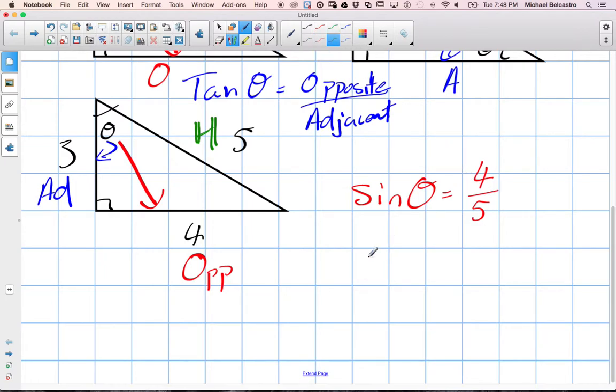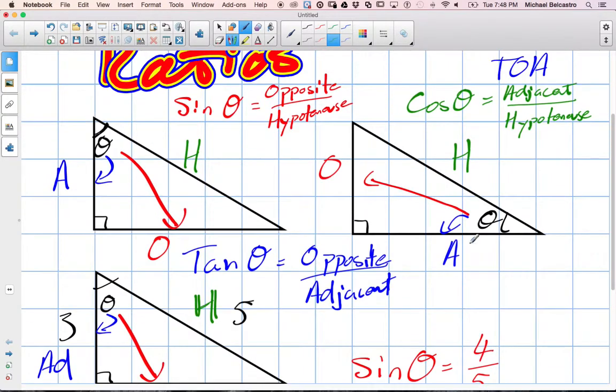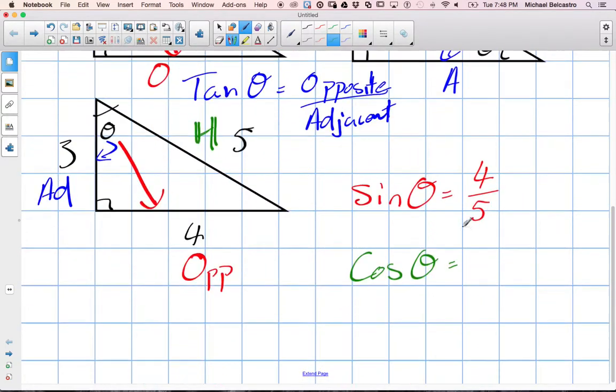If it was cos, it'd be cos theta is adjacent over hypotenuse. So you kind of have to have it memorized. The adjacent is the number 3, and the hypotenuse is still 5. And then tan theta is the opposite over the adjacent, which is 4 over 3. So those are the three ratios.